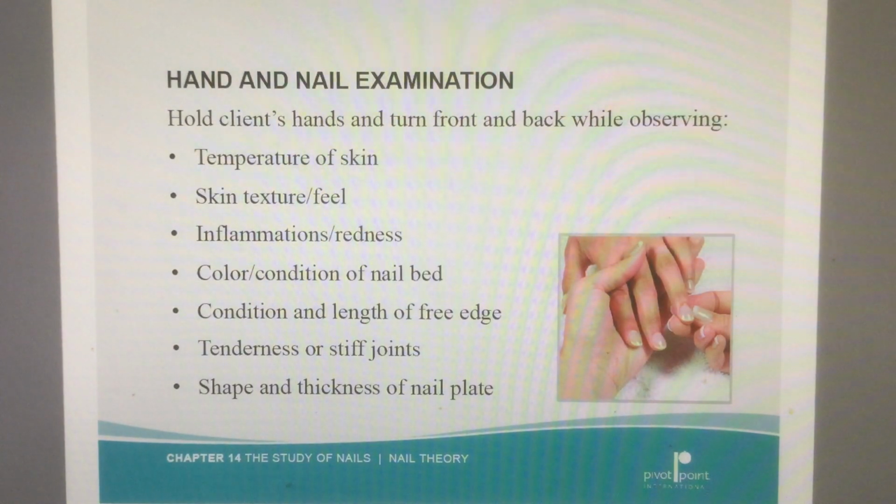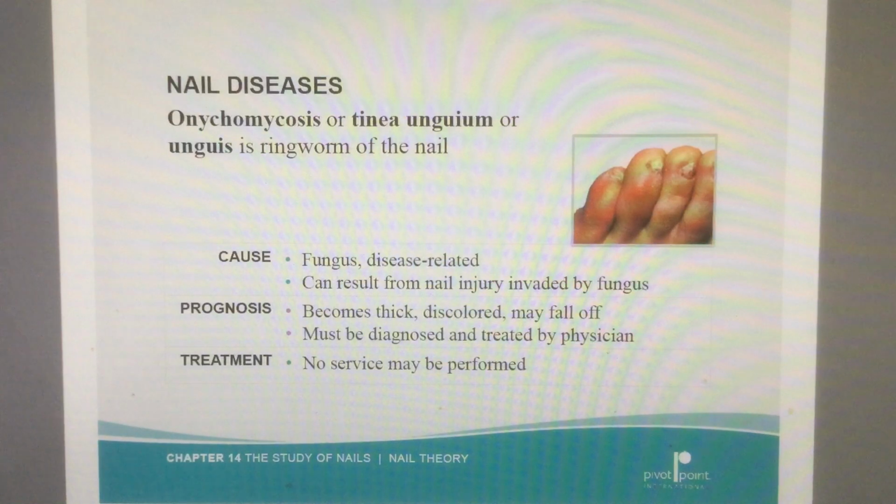So during that hand and nail examination, hold the client's hand and turn front and back while observing. Observe the temperature of the skin, texture or feel of it, any inflammation or redness, the color and condition of the nail bed, the condition and length of the free edge, tenderness or stiff joints, and then the shape and thickness of the nail plate. So those are things that you should be looking out for when you're doing a hand and nail examination.